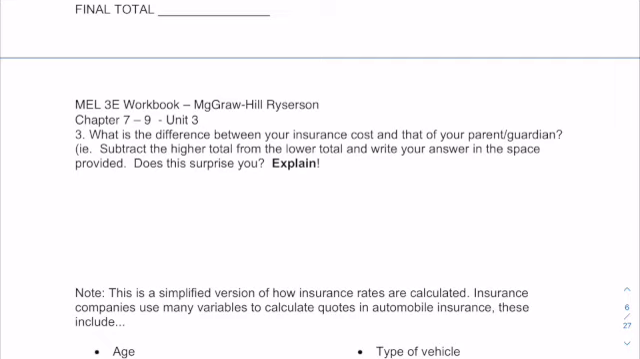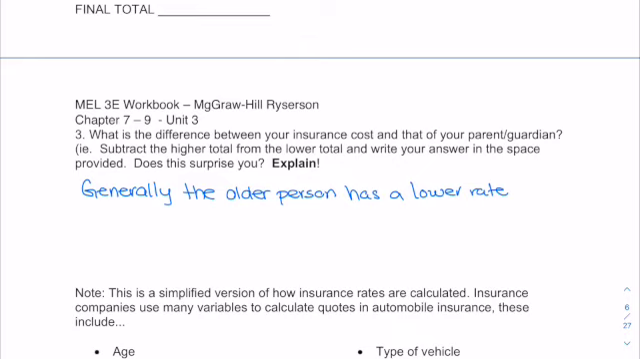Generally, the older person has a lower insurance rate. So this is the explanation. And that is simply because they have more experience and are less risk.